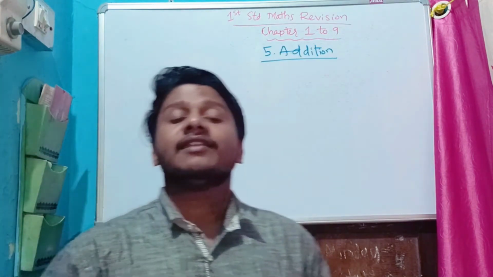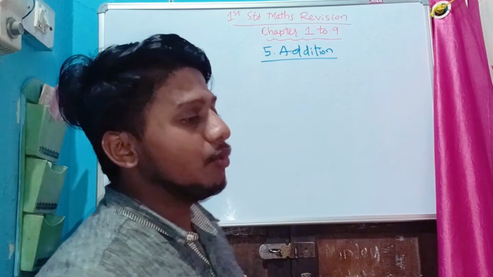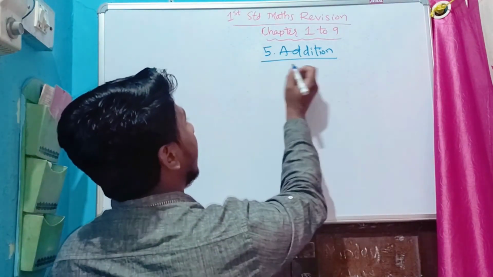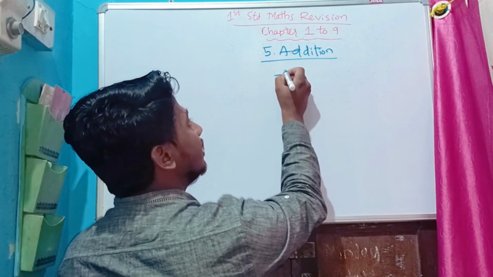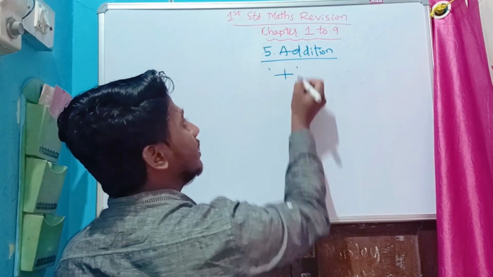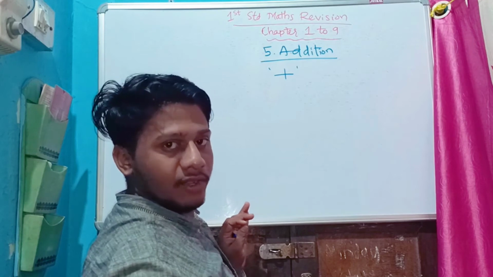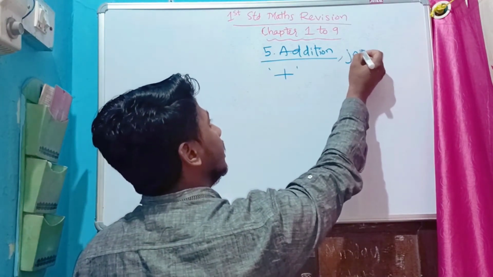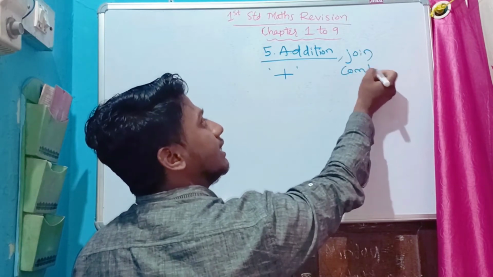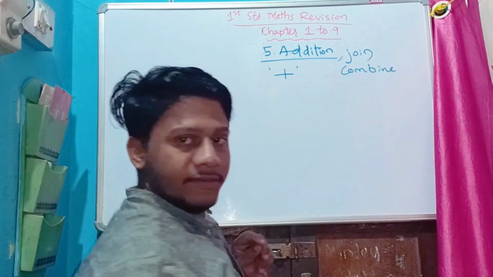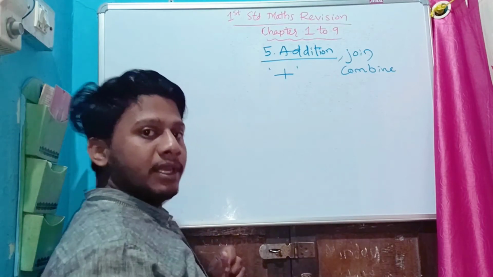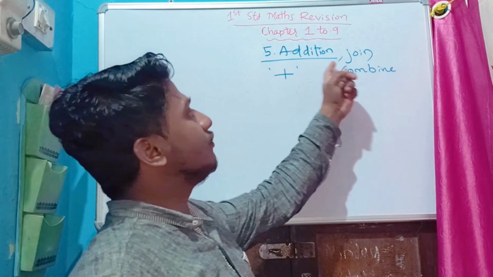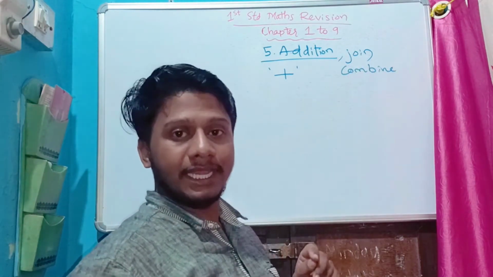Moving on to the next chapter, that is addition. We did some problems, yes? Addition is referred to by the symbol plus. Addition means to join, or you can say to combine. Addition is represented using plus. It refers to joining or combining.